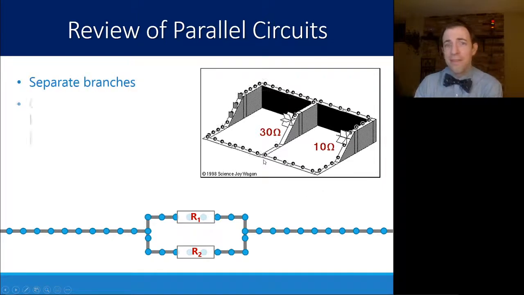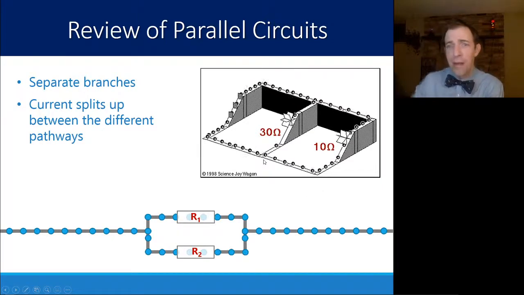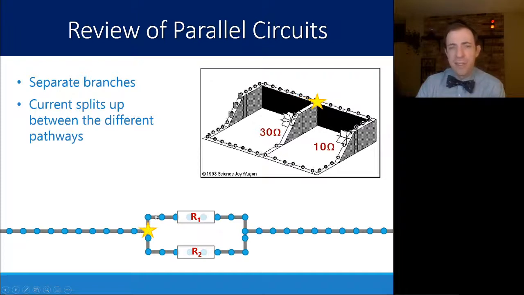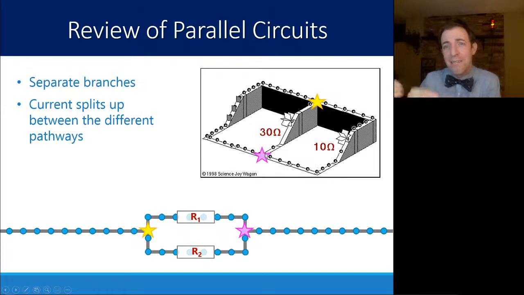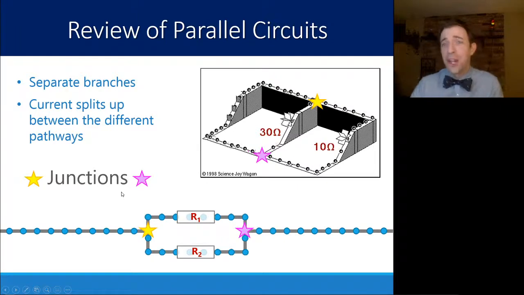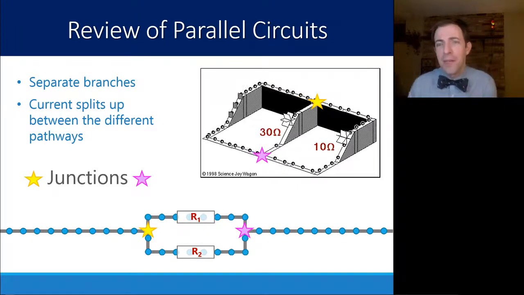Now, each of these have separate branches, and the current is splitting up between these different pathways. And they each have these moments here that the current splits. So here the current splits into this 30 ohm and this 10 ohm. Here the current splits into R1 and R2. And then here is where the currents come back together. They reconvene to then make their way to the battery. We call these junctions. These are just points where the current has the opportunity to split off into more than one pathway.